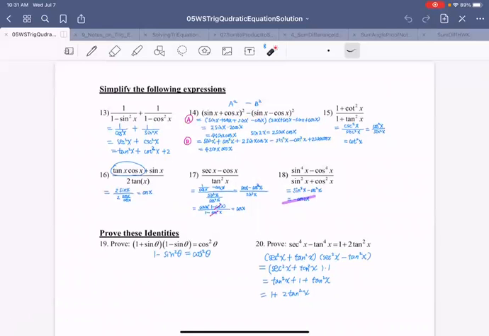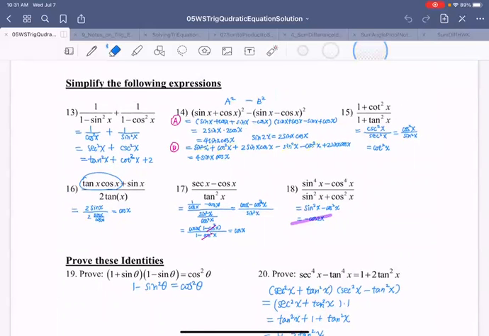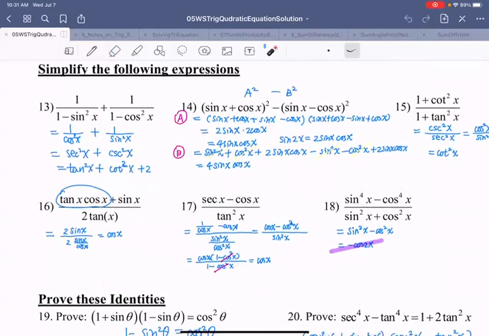For number 13, could you just leave it as secant x plus cosecant x? Oh, you really could? Let's do this. This is cosine square x. We have already learned that sine square plus cosine square equals 1 as long as the angles are the same. So this guy you convert to cosine square x, this guy you convert to sine square x. 1 over cosine square x is secant square x. 1 over sine square x is cosecant square x, okay?